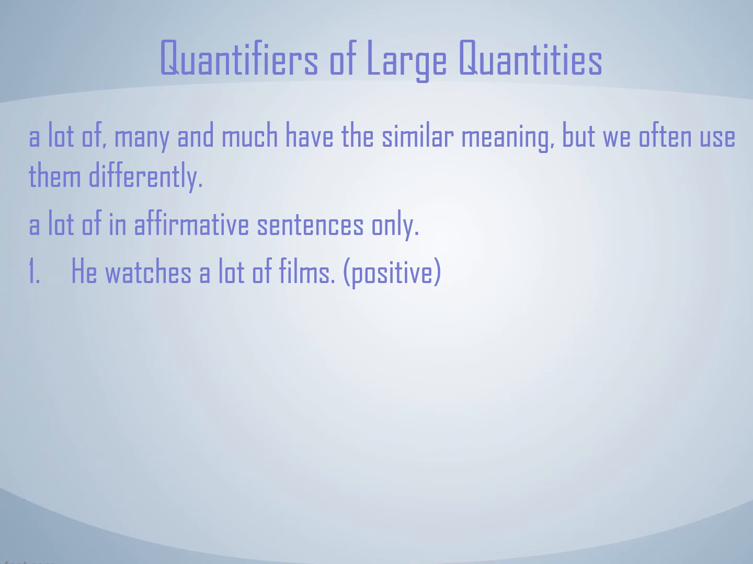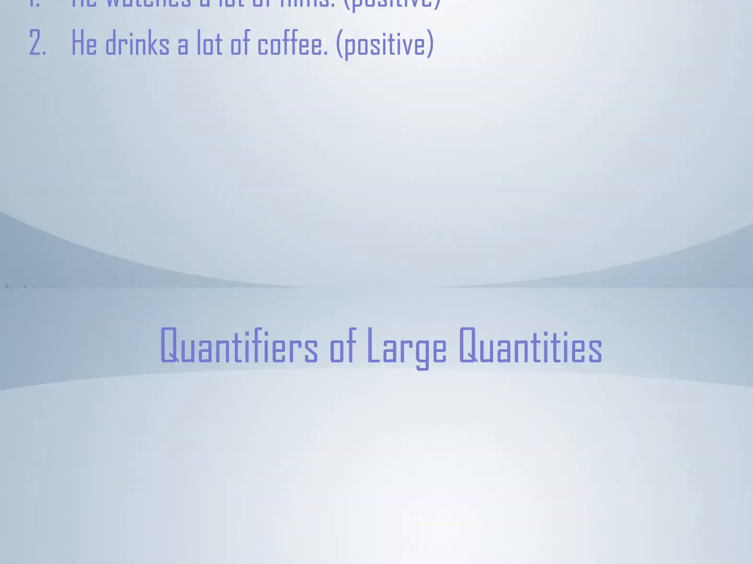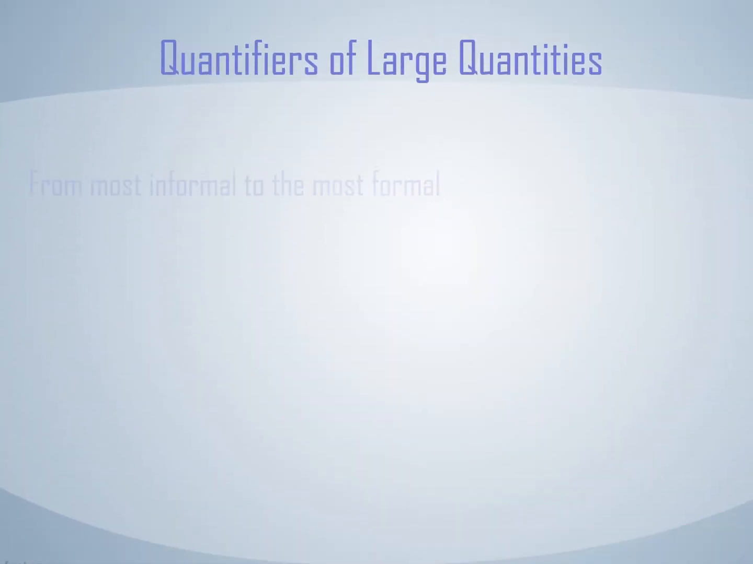He watches a lot of films. You can see it is a positive sentence, and a lot of we can use in this context. Now, he drinks a lot of coffee. Sorry, positive. So we have used a lot of here. Then quantifiers of large quantity.